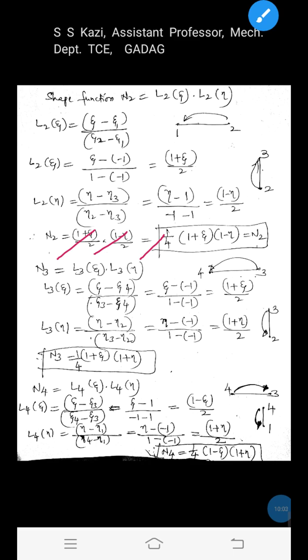Okay, now for node 3 in zeta direction there is a node 4. Now we will write the expression for L3 of zeta: zeta minus zeta 4 divided by zeta 3 minus zeta 4. Once you write this expression, substitute the values of zeta 3 and zeta 4, zeta 3 as plus 1 and zeta 4 as minus 1 from the figure. After that, once you calculate this ratio, zeta plus 1 divided by 2, you will get 1 plus zeta by 2.